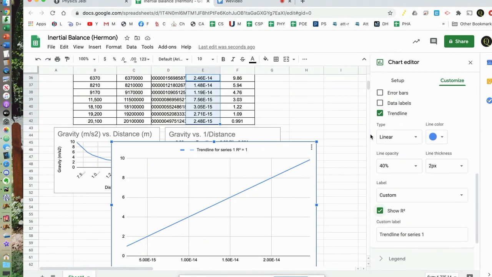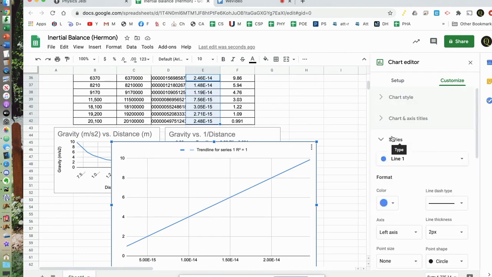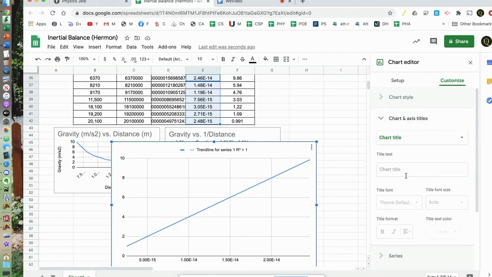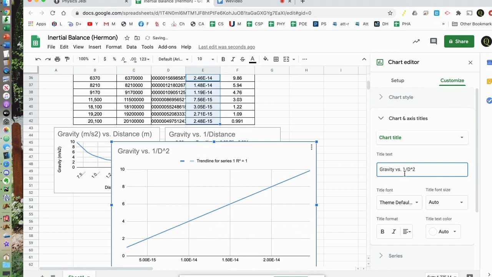So now we know the relationship between gravity and distance is an inverse square law. Gravity is proportional to 1 over the square of the distance. Let's do a series and chart title, gravity versus 1 over distance squared. Okay, do that.